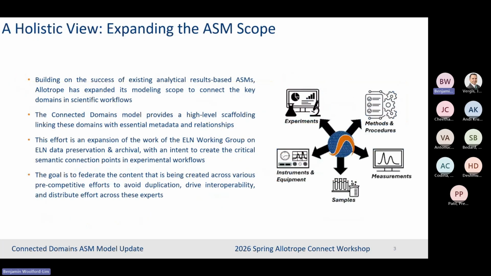So the idea was, if you start out with your analytical results-based ASM, you can expand the scope of that and address some of these connected domains. And the connected domains model was meant to be like a high-level scaffolding above, so that you could structure this data and make the necessary links. Most of this is an expansion of the work that was done last year on the ELN model. Just pointing out that this work has been going on for quite some time. And the goal is to federate all of the content to get rid of the problems that we just talked about in the last slide.